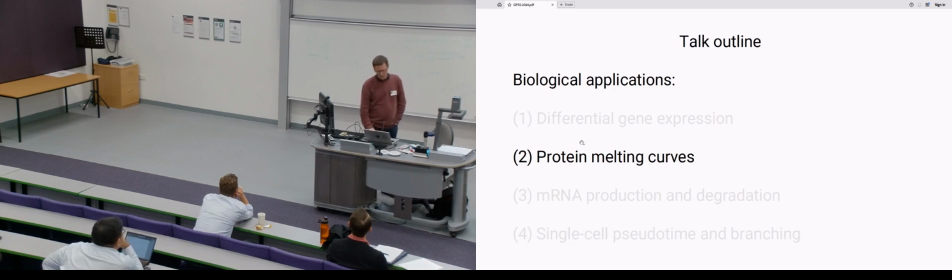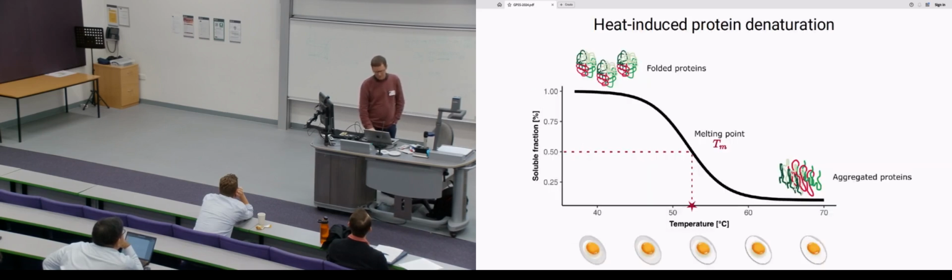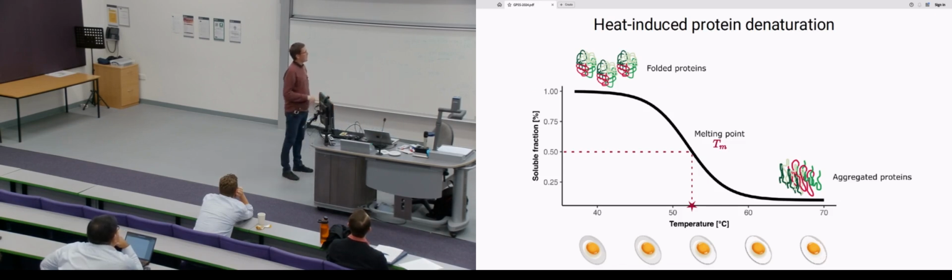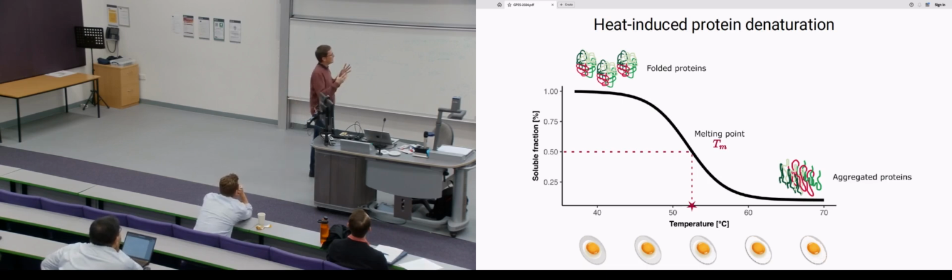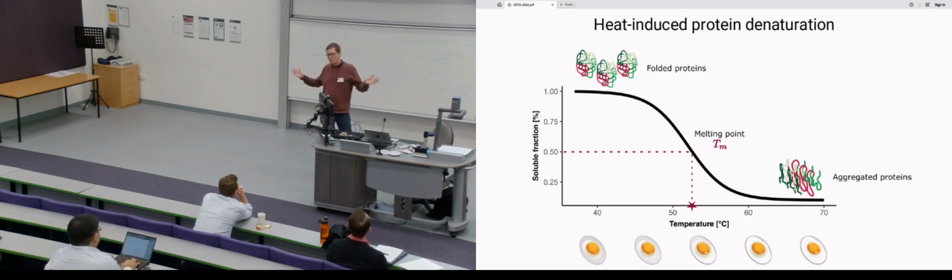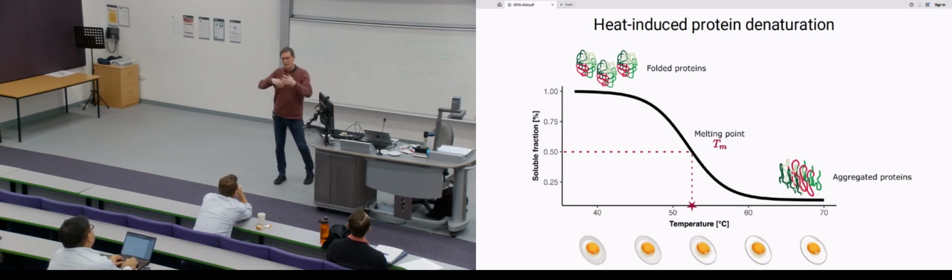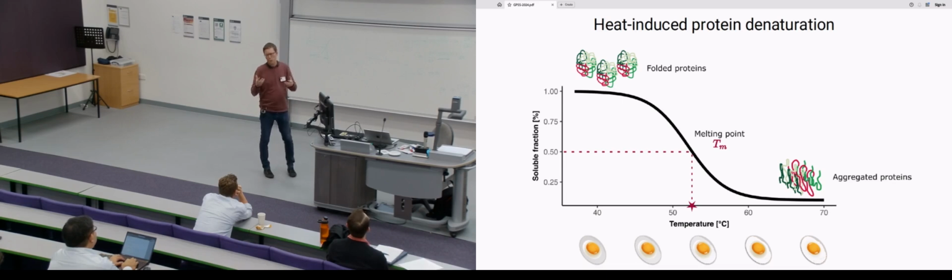Now we'll talk a little bit about proteins. Okay. So another type of experiment that people do is they take proteins and then they heat them up. And when they heat them up, they unfold or denature. So they go from a folded state and they kind of open up into a different configuration. And then they might form aggregates or do other things, right?